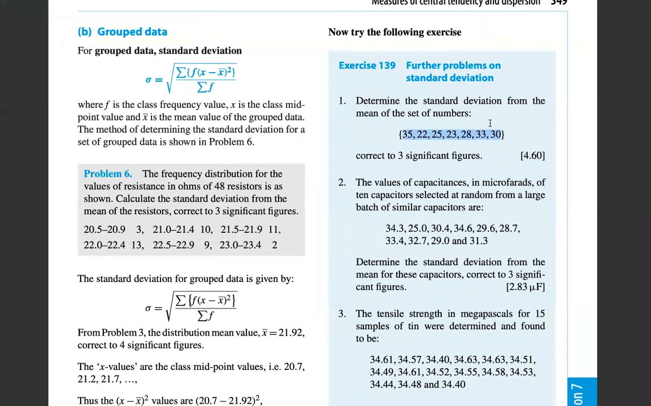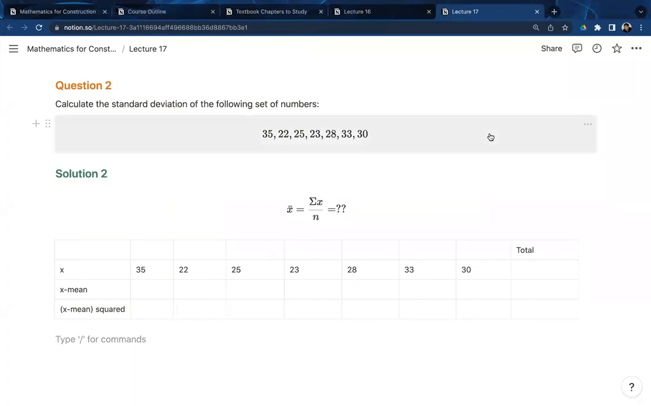So we take this example from the textbook. We know what the answer is, 4.6, right? So we have certain numbers. This is raw data, so it's ungrouped data. We want to find the standard deviation, right? That's what this question is about.